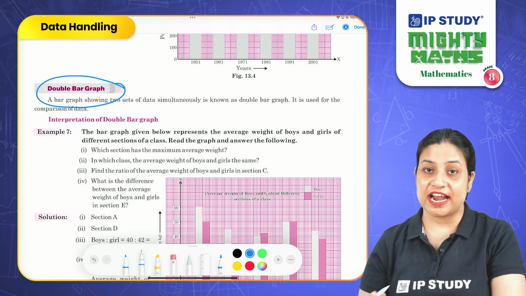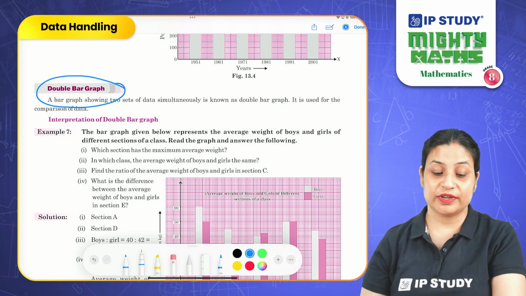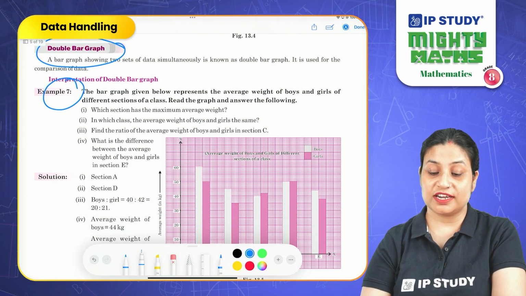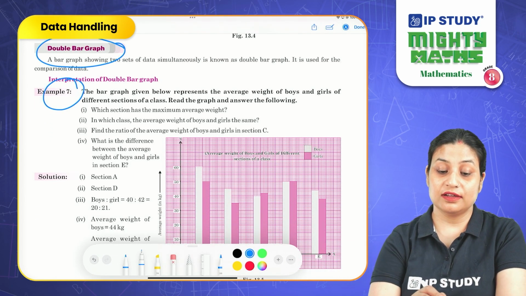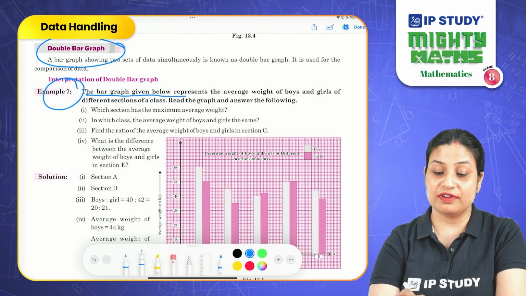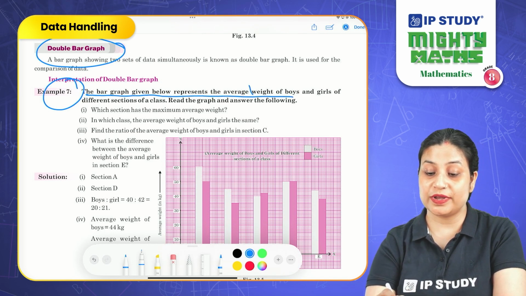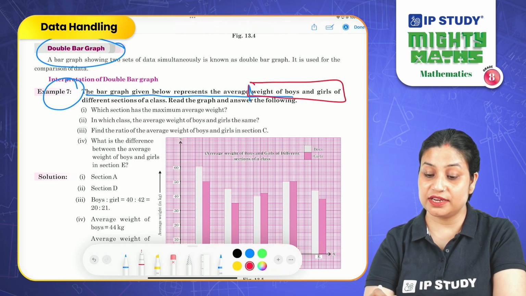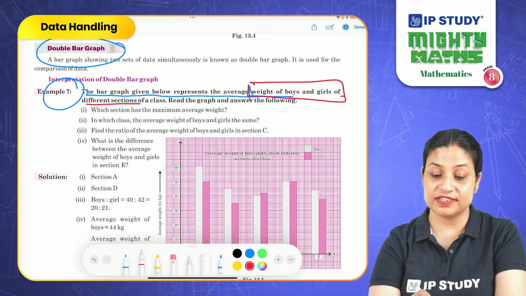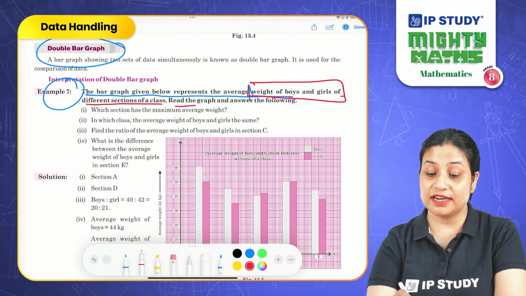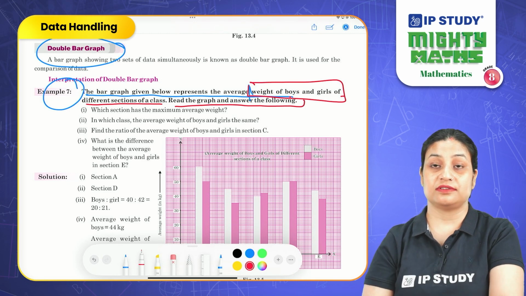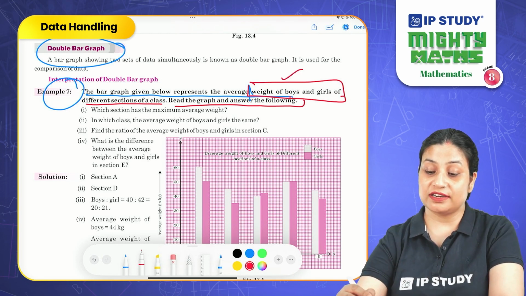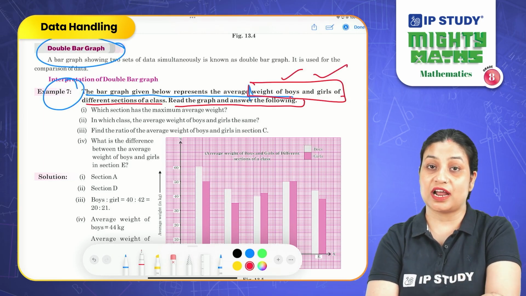To understand this, let's take an example. Let's take example number 7. Let's read it together. The bar graph given below represents the average weight of boys and girls of different sections of a class. Read the graph and answer the following questions. What is given? It is given the weight of boys and girls for different sections of a class.